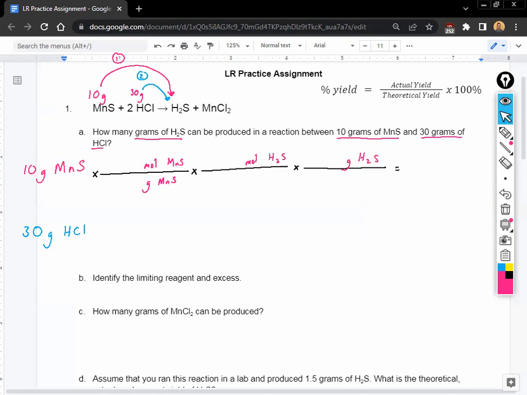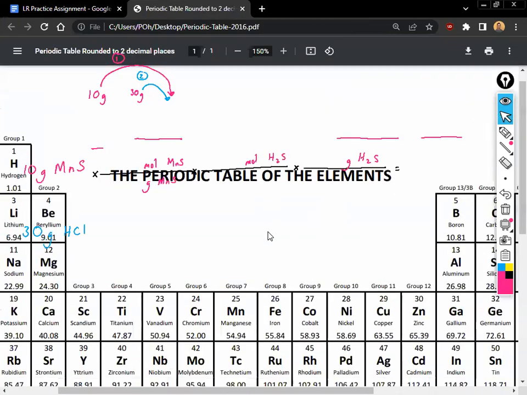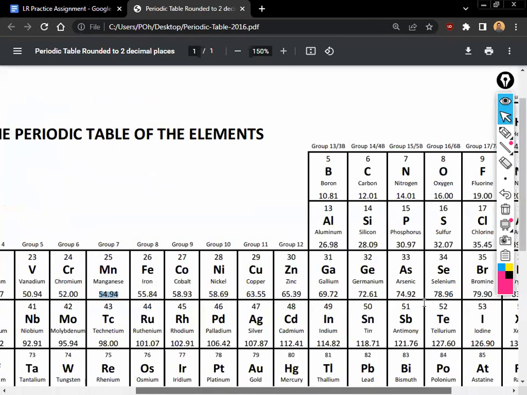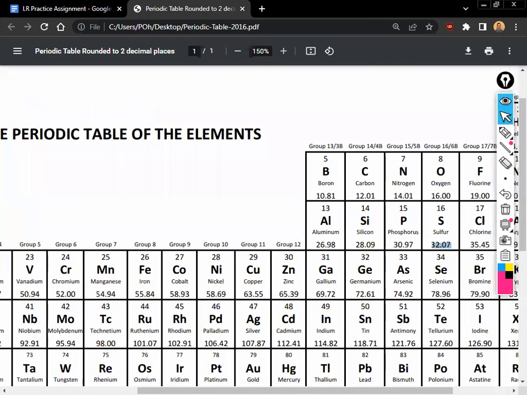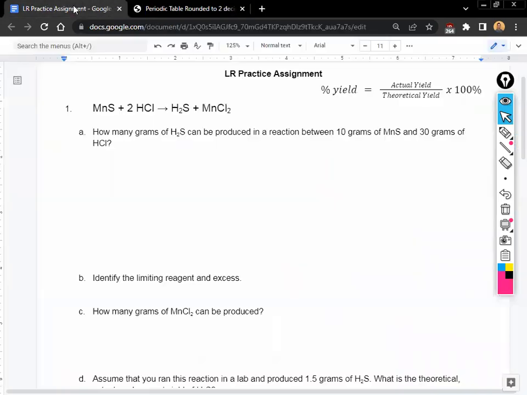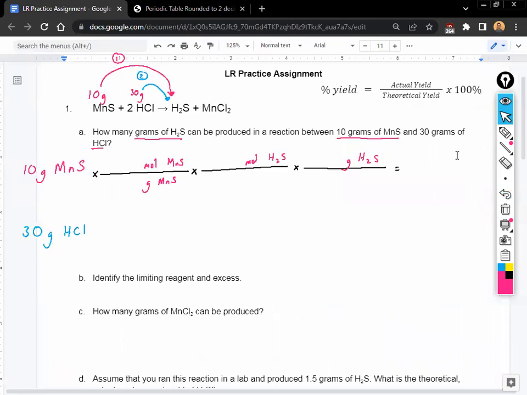Yeah, molar mass. So we're going to go to the periodic table and look up Mn and S. Mn is in the middle. It's called manganese, 54.94. We can round that up to 55. So 55 plus S, which is 32. So 55 plus 32, the molar mass of MnS is 87. Okay, so we got 87 on the bottom and 1 on the top. Again, numbers come from the molar mass.